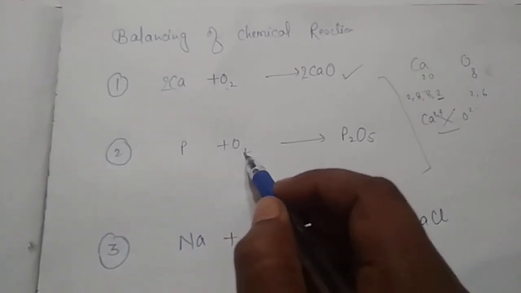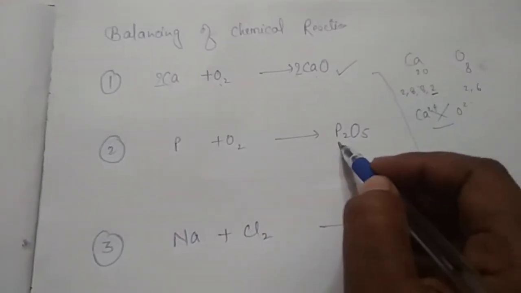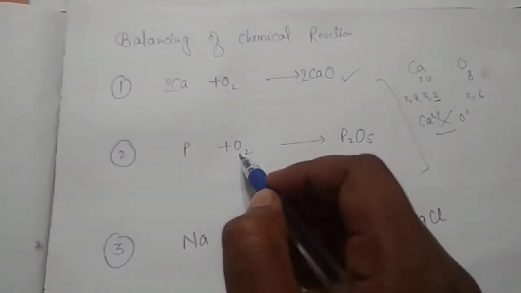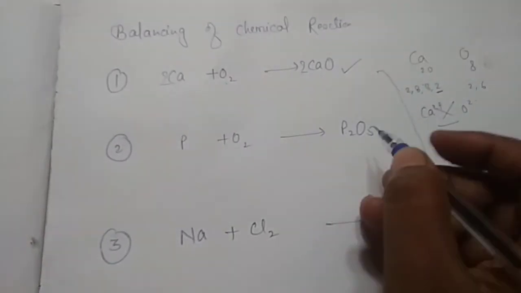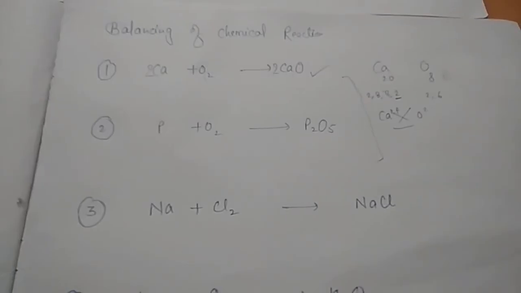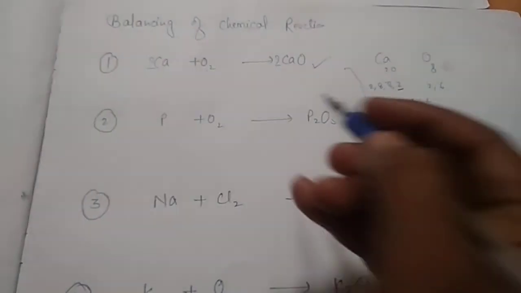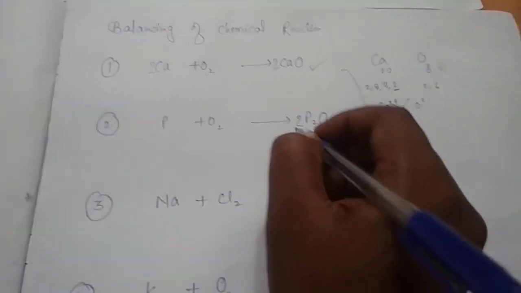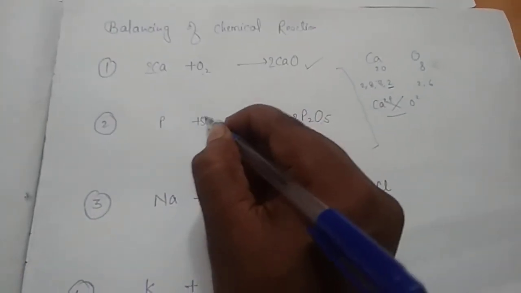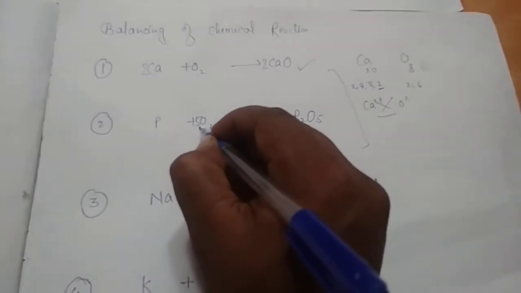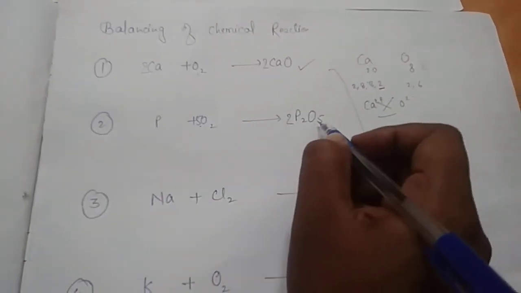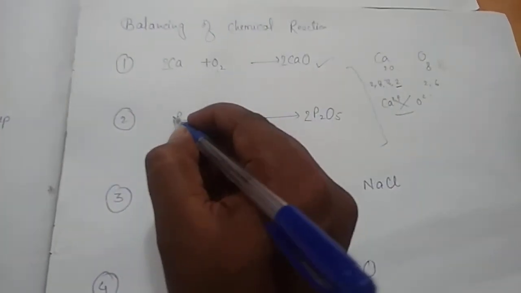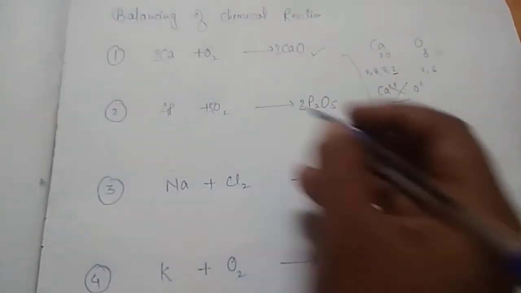Phosphorus plus oxygen gives phosphorus pentoxide. There are 5 oxygen on one side and 2 oxygen on the other, children. So how can we balance the oxygen? Multiply by 2 here. 5 twos are 10, and there will be 5 on this side, 2 fives are 10. Clear, children? Oxygen is balanced. Now phosphorus, 2 twos are 4. There will be 4 phosphorus.